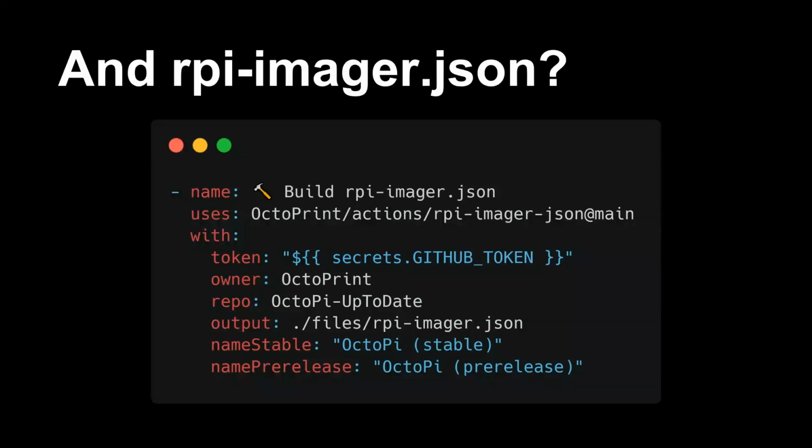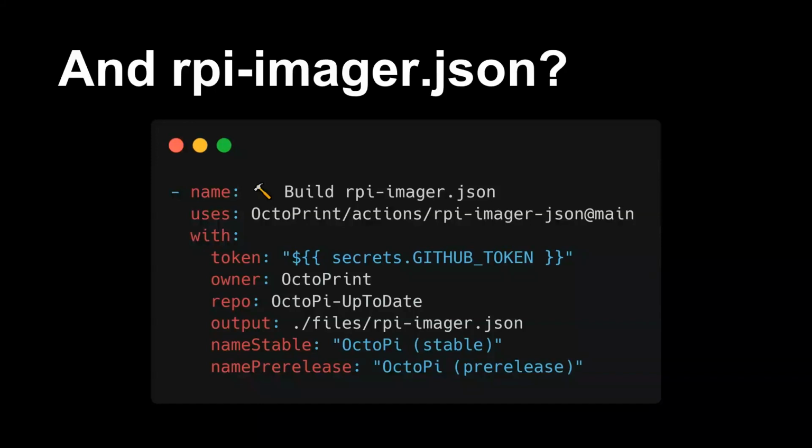The additional nifty thing here is that you also see a name stable and a name pre-release property there that you can set. That is because this action will not only check for the latest stable release, but if there is a newer pre-release on the repository defined, it will also take the assets, or the snippet from that, into consideration and generate an OS list that contains both.